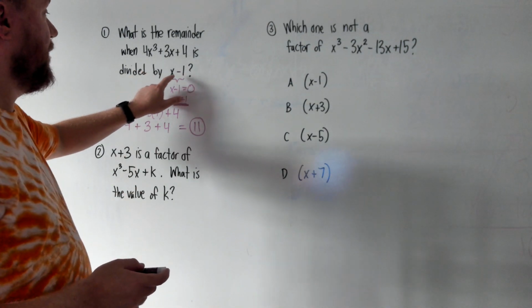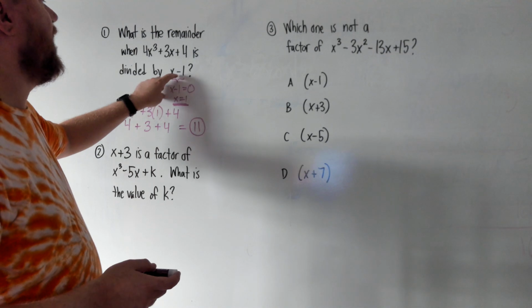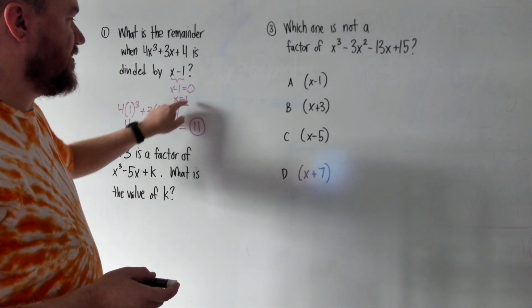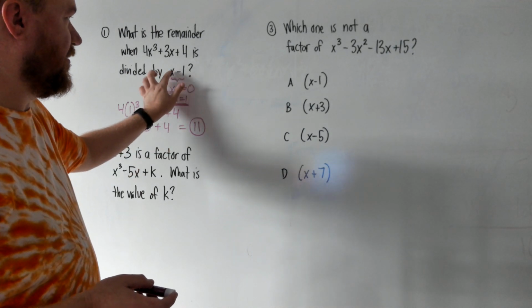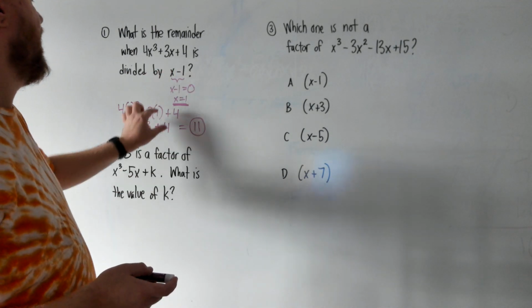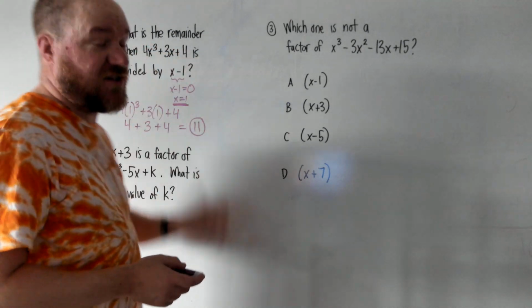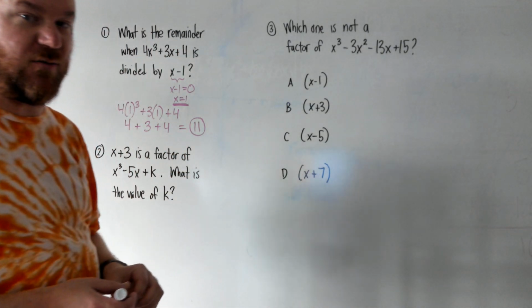So, to recap, take what's doing the dividing and set it equal to 0 to get the value of x. The value you find is what makes it 0, right? 1 minus 1 is 0. Then you put that value in, so change all the x's to 1, and that will tell you what the remainder is.